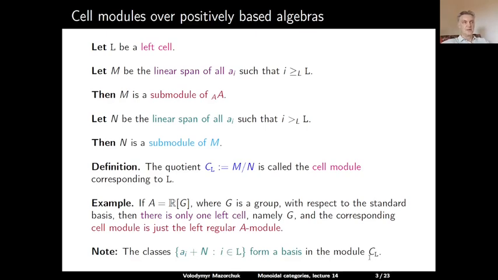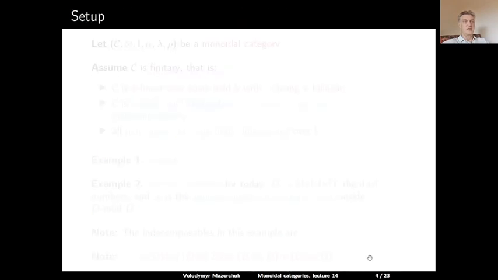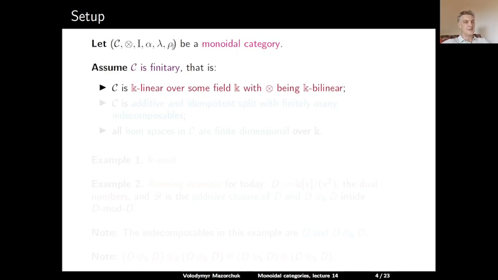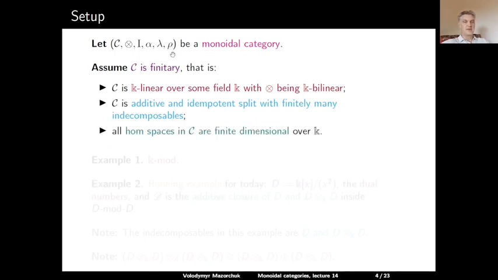So this is the basic intuition, and now let us go to the representations of monoidal categories. So here is the setup. Let C be a monoidal category with a fixed tensor product, identity element, associator, and the two unitors. We assume that C is finitary, which means that it is k-linear over some field k, and the tensor product is k-bilinear, that this category is additive and idempotent split with finitely many indecomposable objects, and that all Hom spaces are finite dimensional over k.